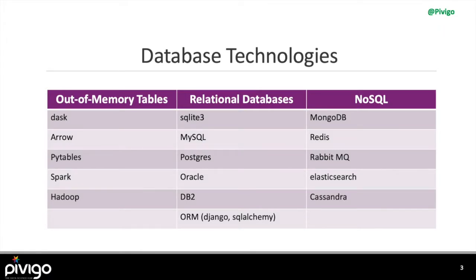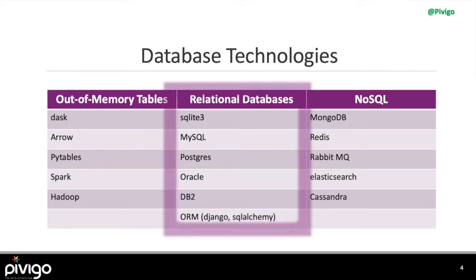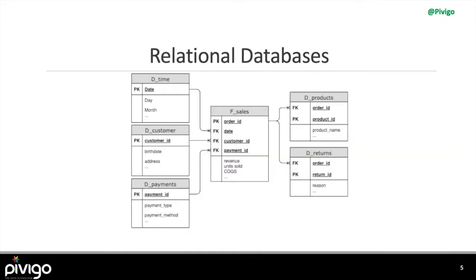A database management system is a software which controls the storage, retrieval, deletion, security, and integrity of data within a database. Databases can be categorized into out-of-memory tables, relational databases, and NoSQL databases. Out-of-memory tables provide access to tables that are too big to store in memory. Relational databases store data in collections of tables, and NoSQL stores data in other unstructured ways, such as dictionaries or document structured. In this tutorial, we will focus on relational databases.